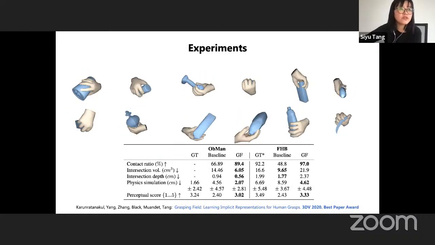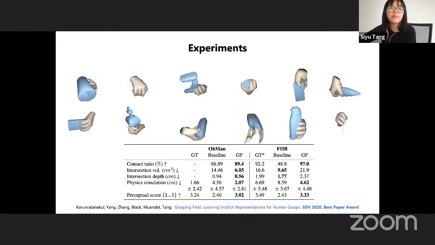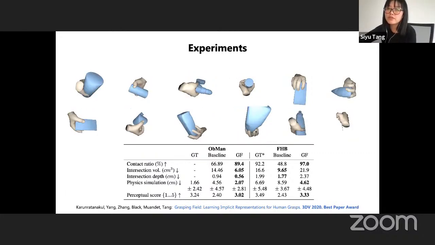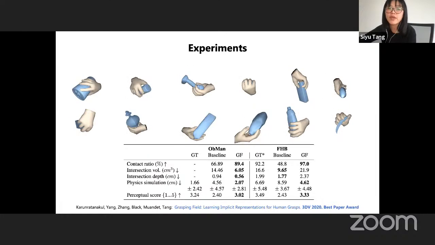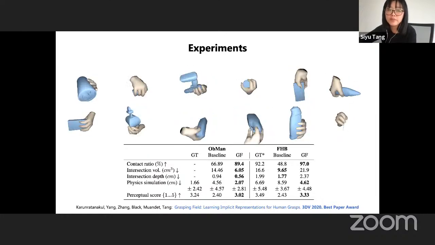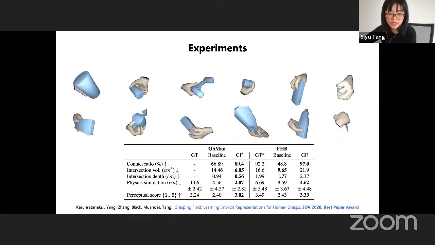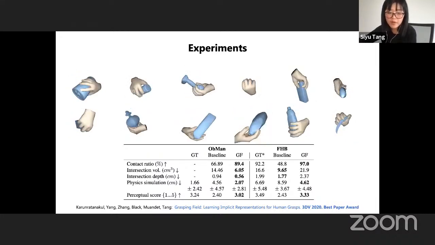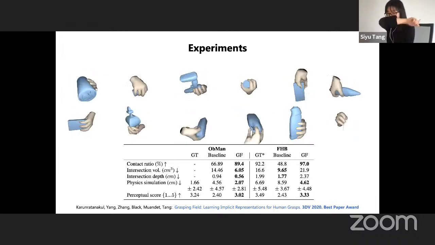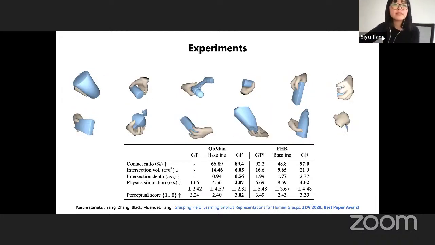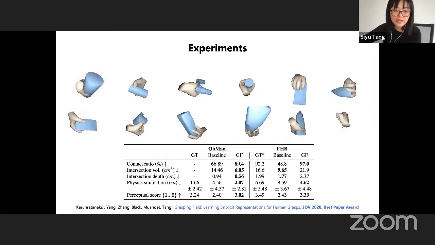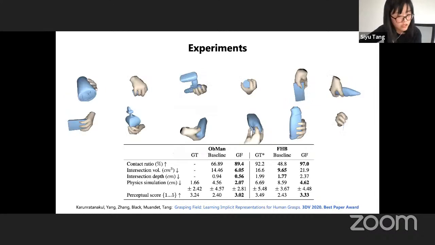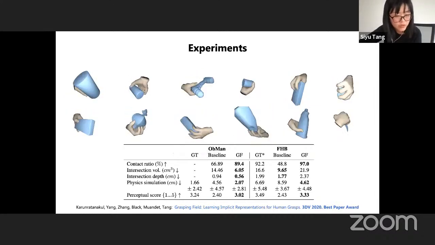Yeah, and for the experiment, basically we compare with a ground truth. For the Upman and for the FHB dataset, we have the ground truth. We also compare with the baseline where we don't generate the distance, we generate the manual parameters, basically pose and shape parameters. And you can see, for the perceptual study, I think it's very good. It's not yet ground truth, right?